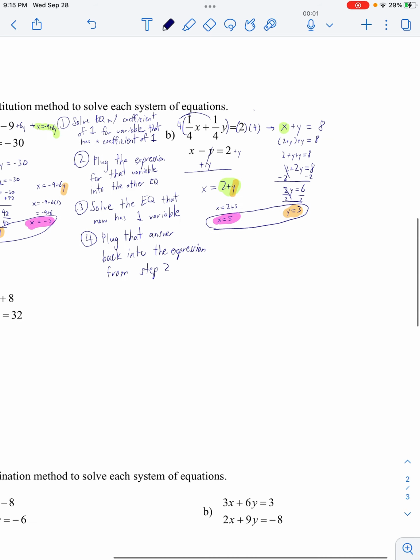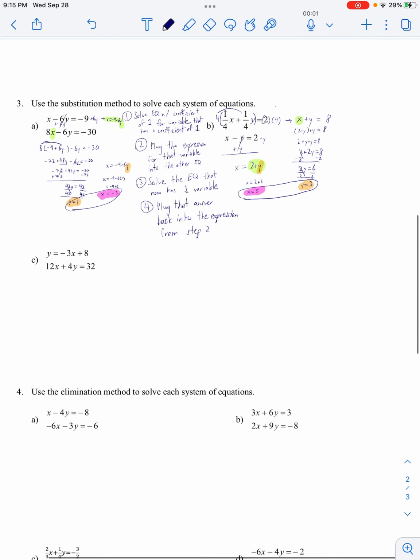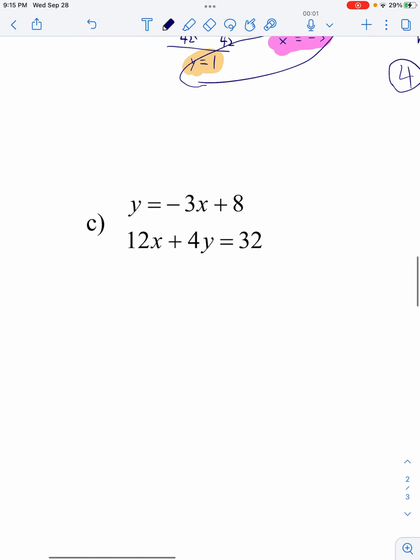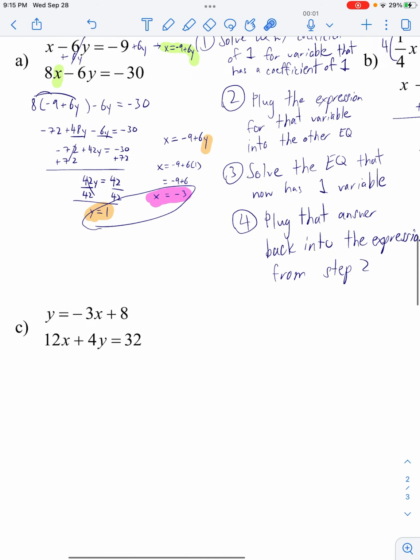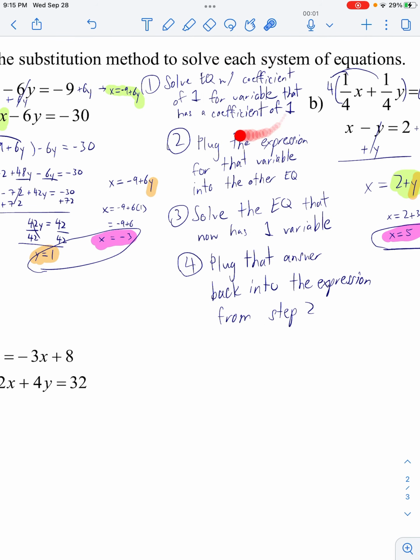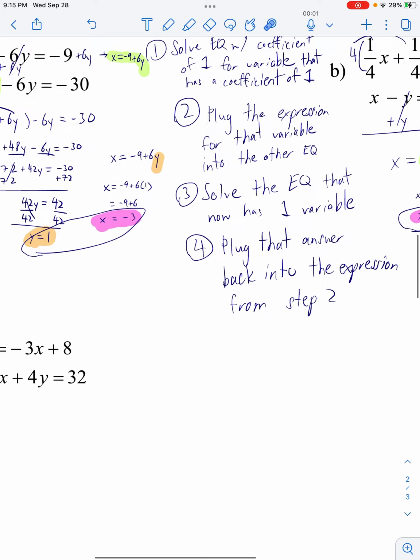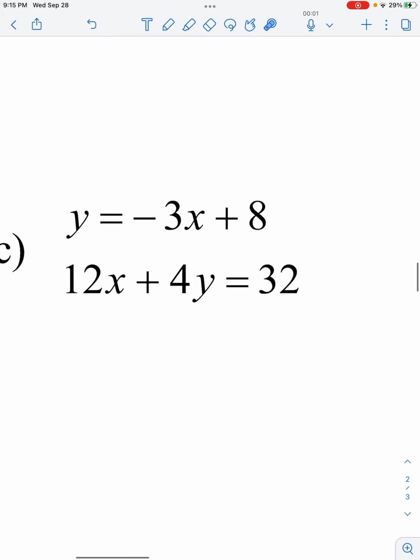There we go. All right, now let's move on to part C. Okay, so actually this is nice, because what's step 1? Solve the equation with a coefficient of 1 for the variable that has a coefficient of 1. The top equation has a variable with a coefficient of 1 right here. And it's already solved for y.